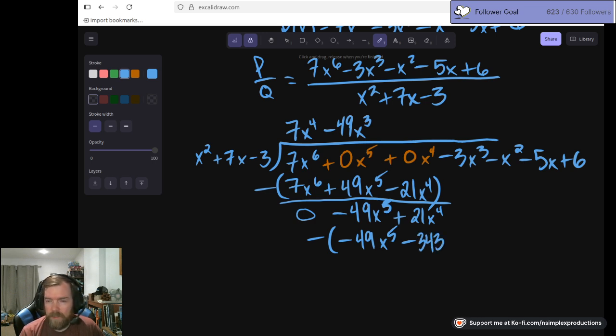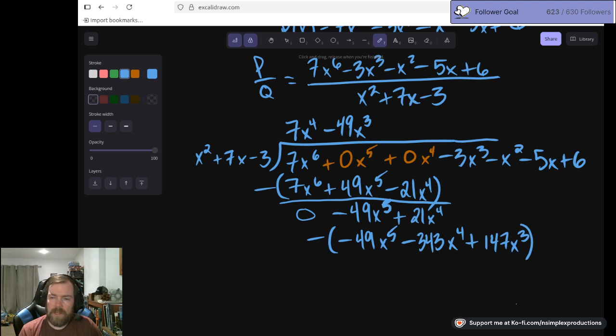343 in the negative times x to the fourth. Okay, 3 times 49 is going to be 3 times 50 is 150 minus 3 is 147. Okay, and then that is a negative times a negative, which is a positive. What did I say? 147 x cubed.